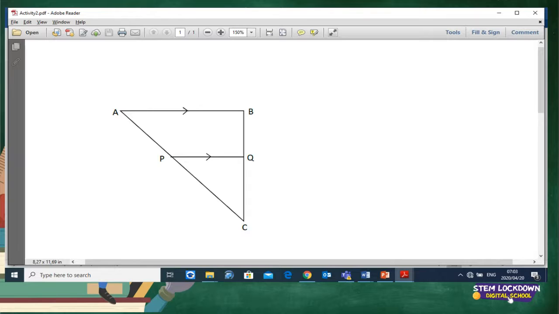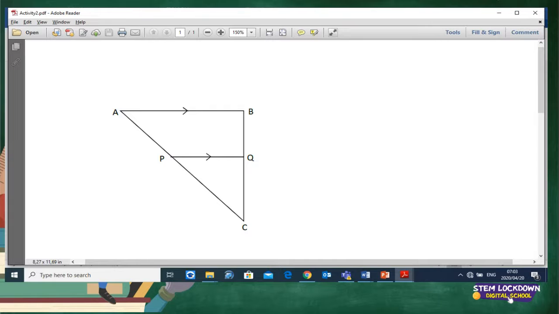If you look at angle A, what is the corresponding angle that is equal to angle A? Obviously, because of the two parallel lines, angle A is going to be equal to angle CPQ. That is what it means. Angle A is equal to angle CPQ. But equally, angle B is going to be equal to angle PQC. Those are corresponding angles.